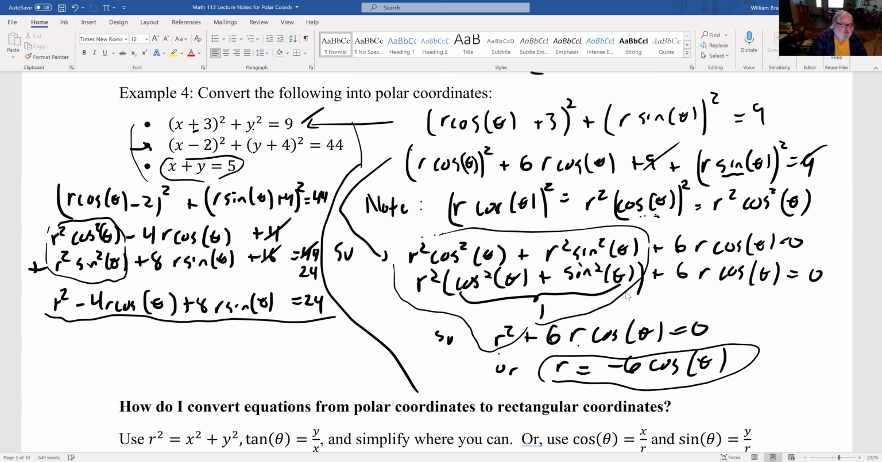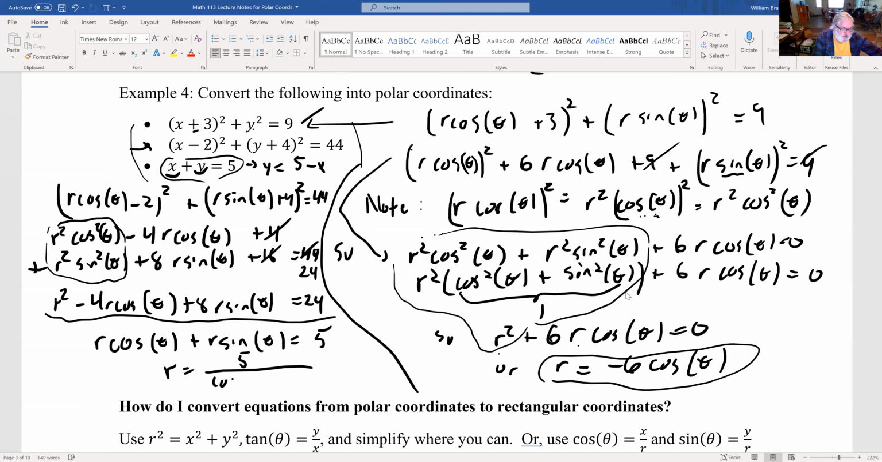X plus y equals 5. That's a nice line, right? Slope is minus 1. Y-intercept is 5. Right? Y equals 5 minus x. So what's that in polar coordinates? Well, that's r cosine theta plus r sine theta equals 5, right? Just replace the x with an r cosine theta, the y with an r sine theta. And again, you don't get much of anything that you can solve for. You can't get the r by itself if you want, but the cosine theta plus sine theta doesn't condense into anything particularly useful.